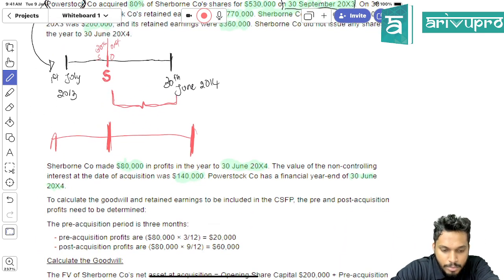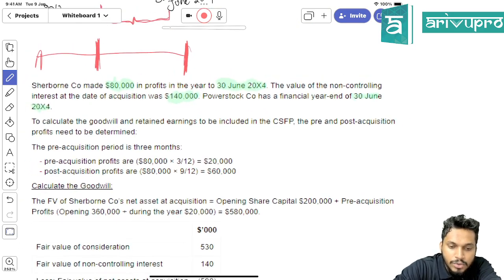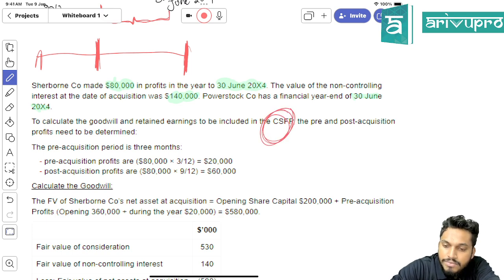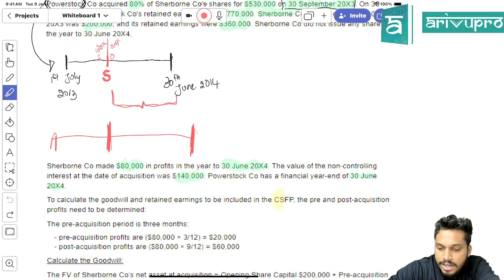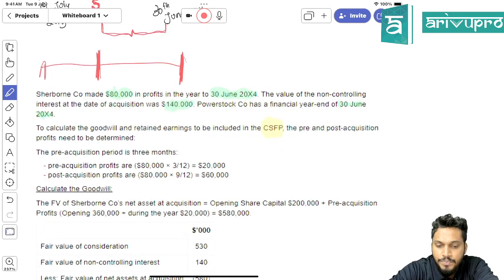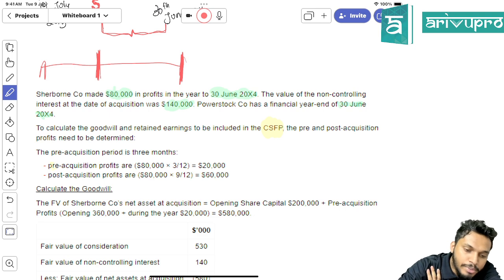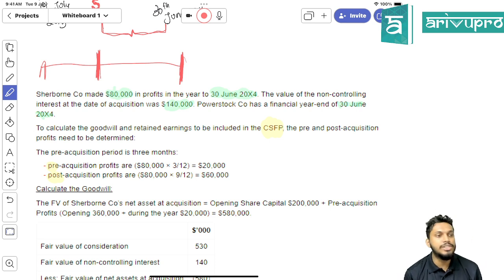Okay. So now they are asking us to calculate the goodwill and retained earnings to be included in the consolidated statement of financial position. In which statement are they asking us to record it? In the consolidated statement of financial position. Right. So in order to determine that, you need to identify your pre-acquisition profits and post-acquisition profits. What do you mean by pre-acquisition profits? The profits before you acquire. Post-acquisition means the profits after. So pre means what?